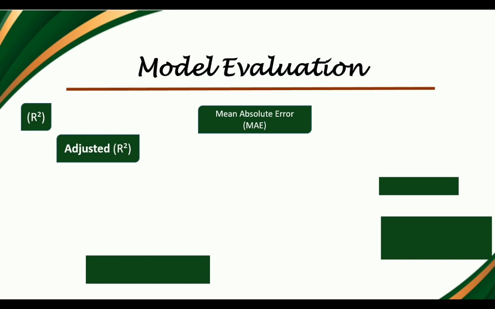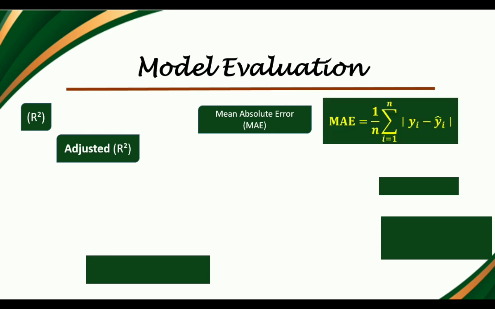which helps in selecting the most relevant predictors. Mean absolute error measures the average magnitude of errors in a set of predictions without considering their direction. This is the formula. It gives an idea of how far the predictions are from the actual values on average. A lower MAE indicates a better fit.